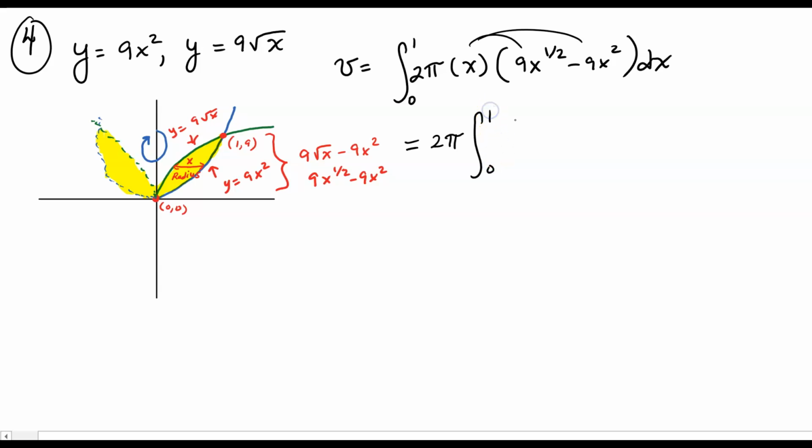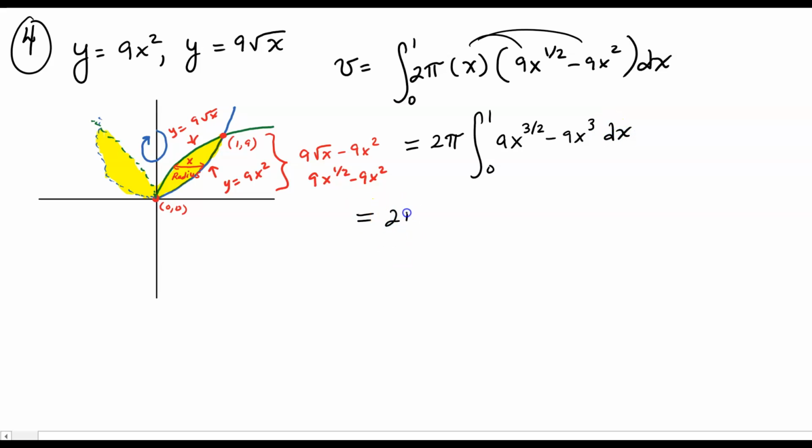I'm going to factor out again the 2 pi. That's okay to move across the integral. X times 9x to the 1/2 will yield 9x to the 3 over 2. Remember, when you do that algebra, a power times a power, you're adding the exponents. And then, of course, minus 9x cubed. All right, nothing to it there.